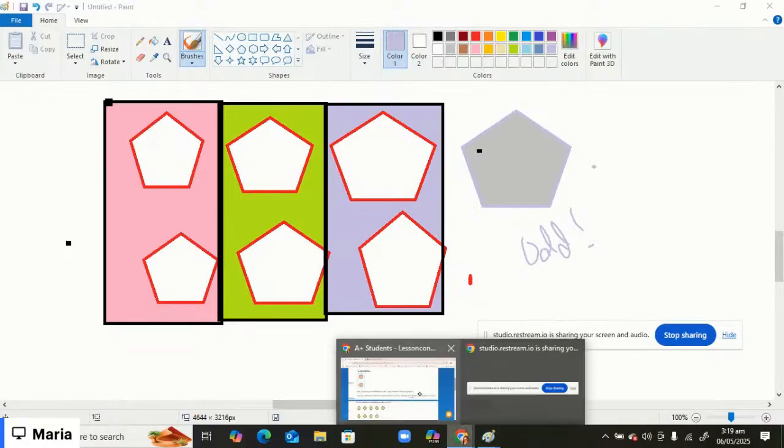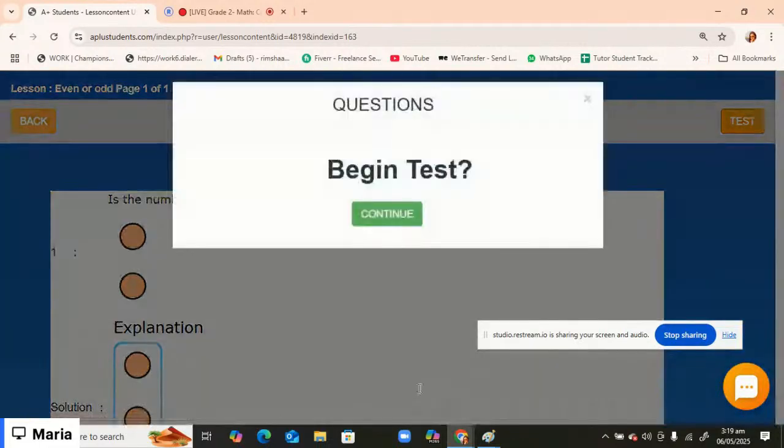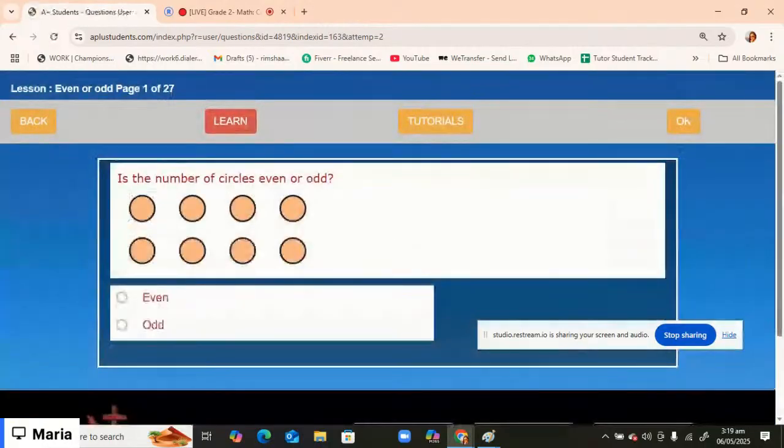Okay, now let's do the test questions. Is the number of circles even or odd? Think about it, everyone, and then tell me. Look, first two form a pair, third, fourth. Is any shape left single? No. So this is even.